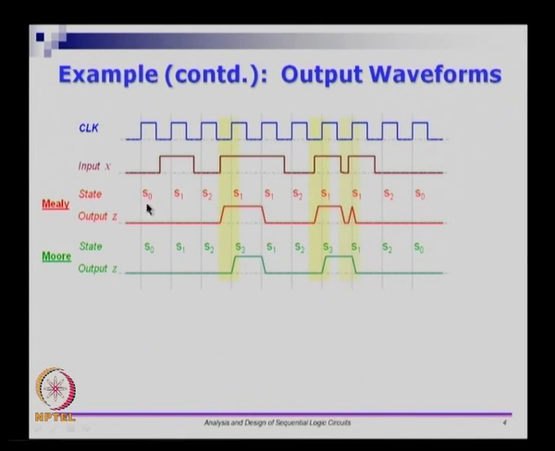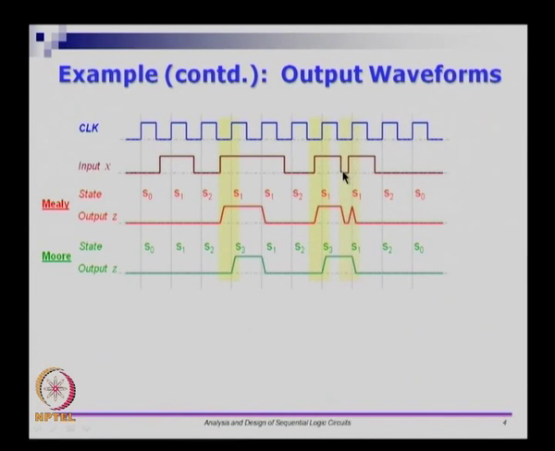The Mealy output would start with S0, which is the reset state. On a 1 it goes to S1, right? On a 0 it goes to S2, and on a 1 it comes back to S1 itself, and when it is in S2 it produces the 1 transition. When it goes from S2 to S1 it produces a 1 transition, and similarly when it goes from S2 to S1 it makes a 1 transition. And one thing you can notice is there is a glitch in the input here.